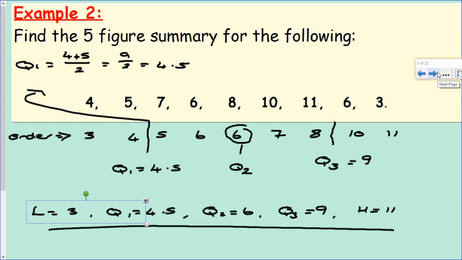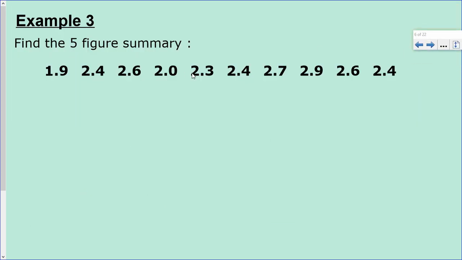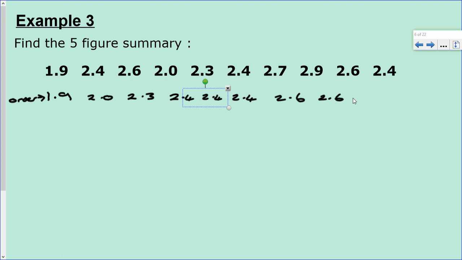Now, I'll do one more example, but hopefully you're getting the point of it now. Here we've got a decimal example. It's exactly the same, it doesn't matter, we still need to order them first. So if I'm going to order them, 1.9 is already my lowest. And I'm going to have 2.0, 2.3, 2.4, and there's 3 of them. Then I'm going to have 2.6, and there's 2 of them. 2.7.